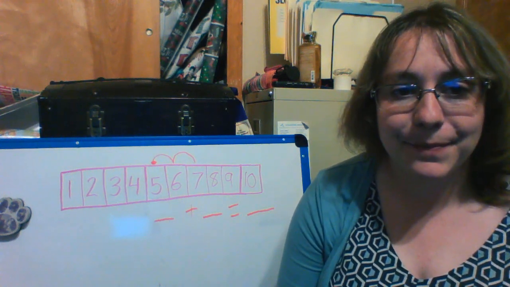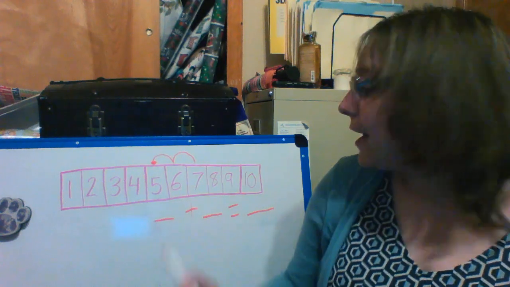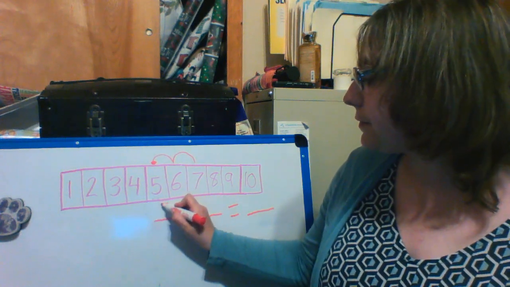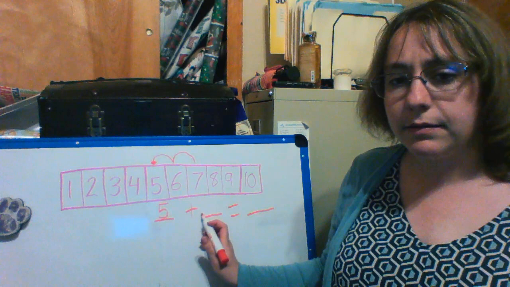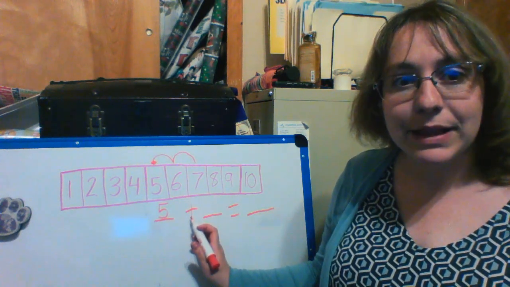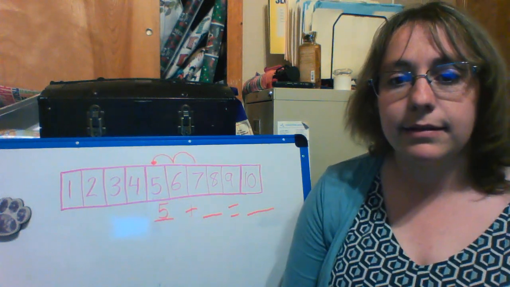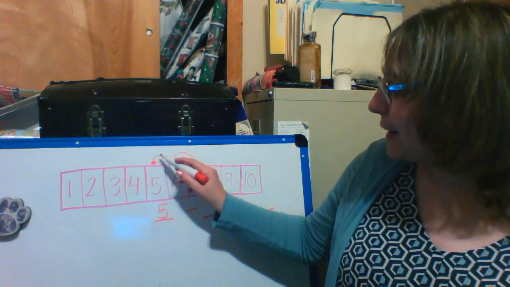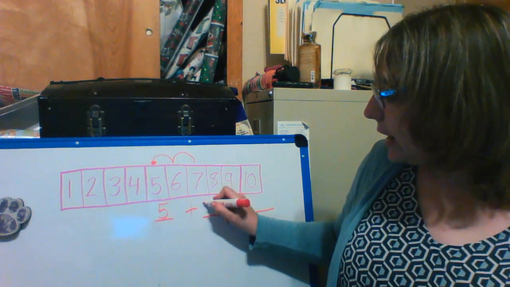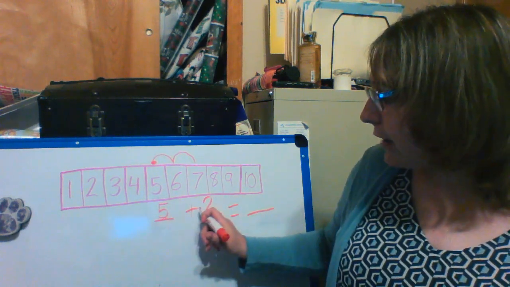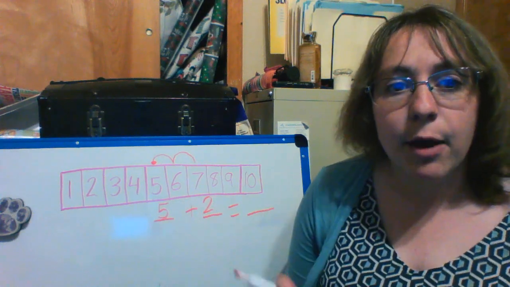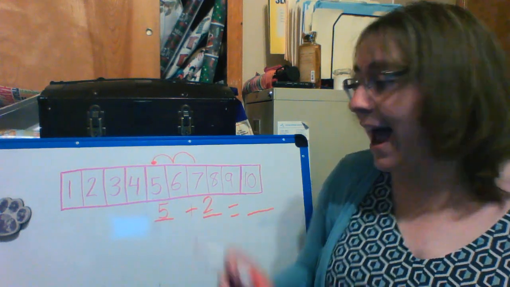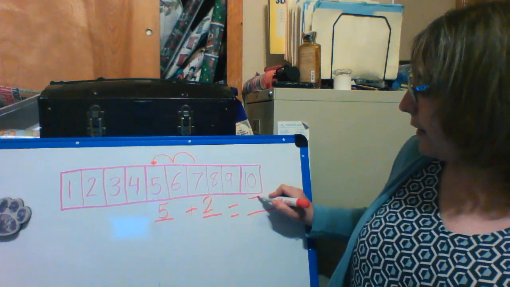What number do I start with? You're right. I start with 5 because that's where I started. Very good. What does this sign mean? You're right. It's plus. How many more did I add? You're right. I added 2 more because I did 2 hops. So I add 2. Okay? So 5 plus 2 equals how many? How many students do I have now? You're right. I have 7 because I ended on the number 7.